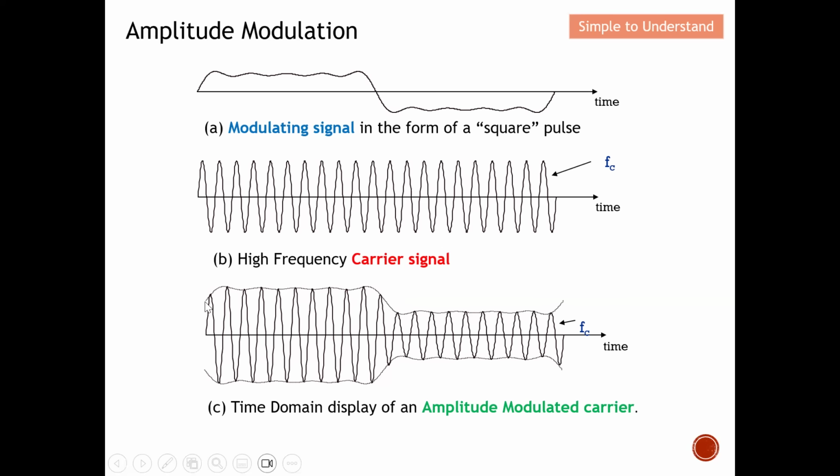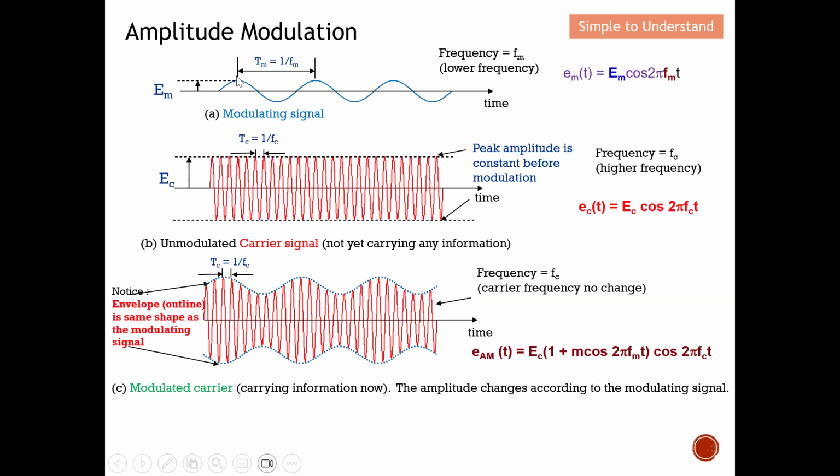The information is actually at the amplitude of the modulated signal. So hence, this is why this is called amplitude modulation. Let me use another diagram to further explain this amplitude modulation here. Okay, so let's do some mathematical expression also.